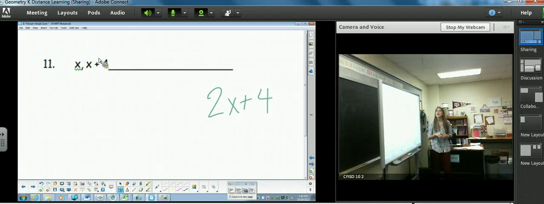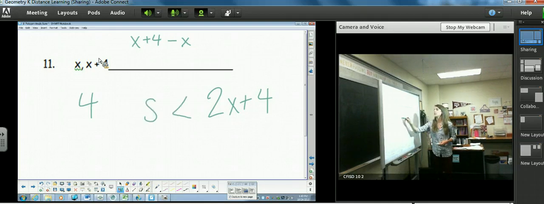Subtract. Blake R. X minus x plus 4. Or actually, you gotta put the bigger one first. X plus 4 minus x. What is it? 4. There's our max. There's our min. And you can put the letter S for side in the middle. I wouldn't use the letter X because I already used X, so you need to use a different letter.